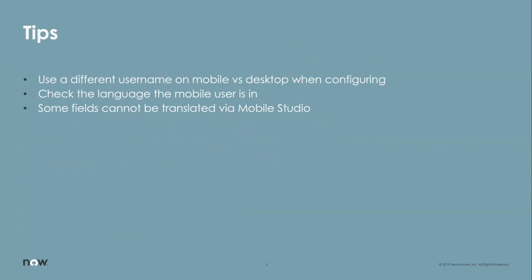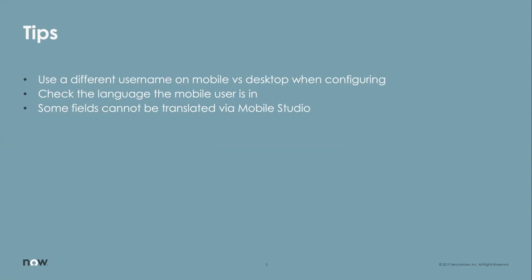A couple of tips that I found either to save yourself some trouble or to make life a little bit easier: first, use a different username on the mobile when you're testing on the phone versus the one you're using on the desktop when configuring. So when I was configuring in UI 16, I was using my admin account, but when I was looking at the user side, I used a different account.